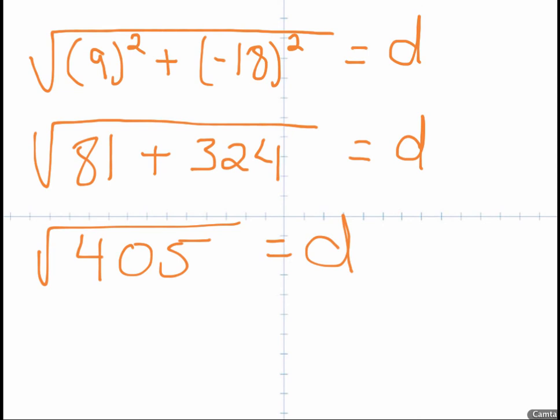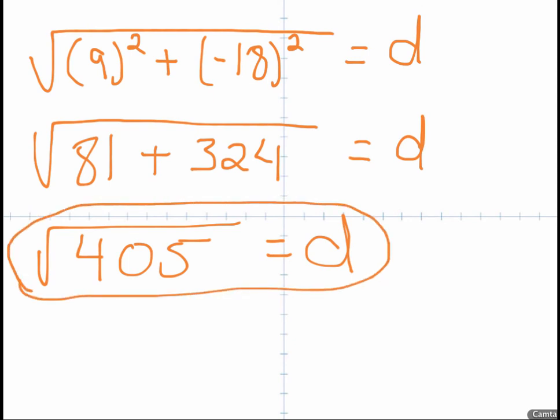You get 20 point something. Just keep it like this. If you have a multiple choice question and you see a bunch of decimals, you'll know how to square root the number.